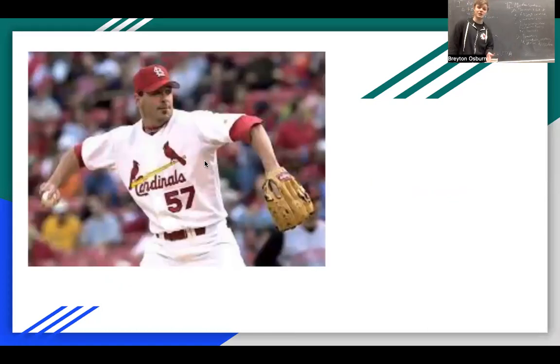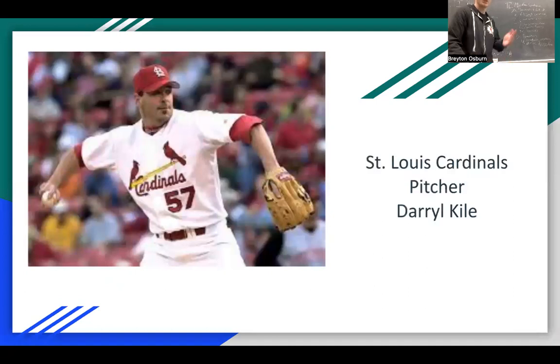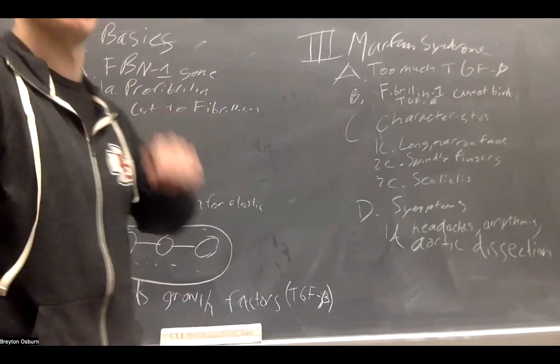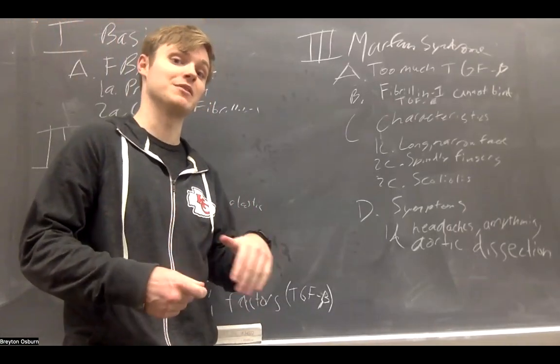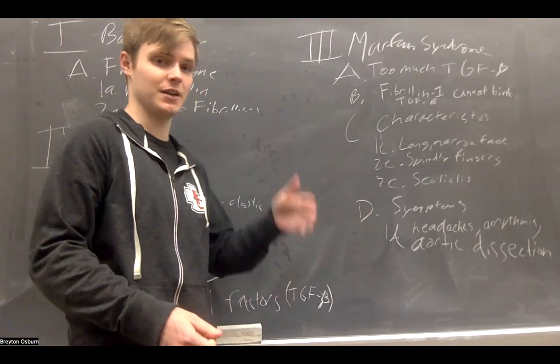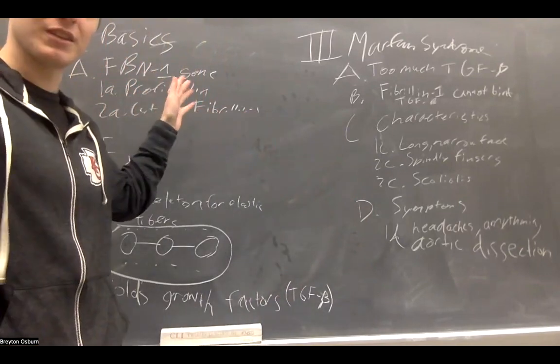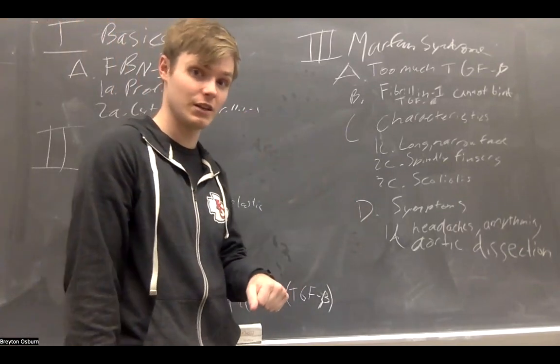But if anyone here can name who this pitcher is, kudos to you. I had to look him up. It's a former St. Louis Cardinals pitcher in the late 90s called Darryl Kyle. And he had a dysfunction in his FBN1 gene, which caused a disease known as Marfan syndrome. Marfan syndrome is a type of fibrillinopathy, basically saying some kind of mutation and dysfunction in the FBN1 gene.